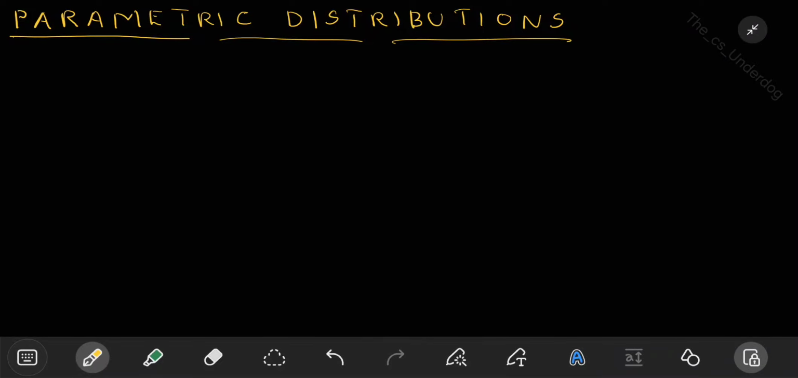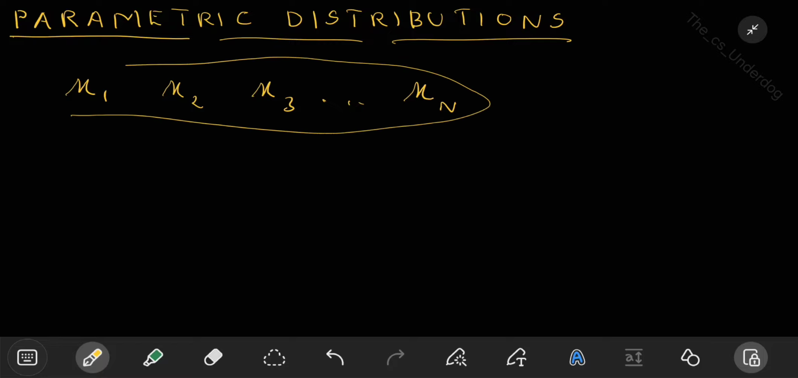Parametric distributions, or parametric probability distributions. Why do you need these probability distributions? The first thing is, whenever you have any particular data set, let's say you have data x1, x2, x3 and so on, let's say there are n particular data points, you will always be able to map your data to some particular probability distribution.